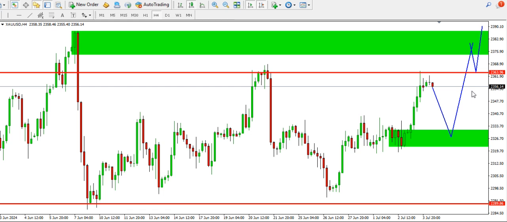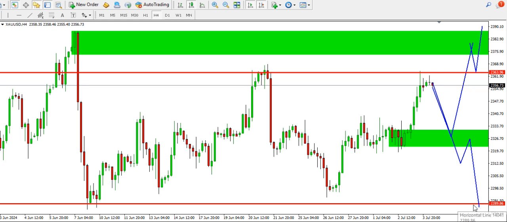Another scenario is for price to drop and break below this particular zone. The zone is currently a support, but after a break below, the support can become resistance, and price might find sellers and drop possibly to test this particular low and then go back up. So the range is likely to continue for now.